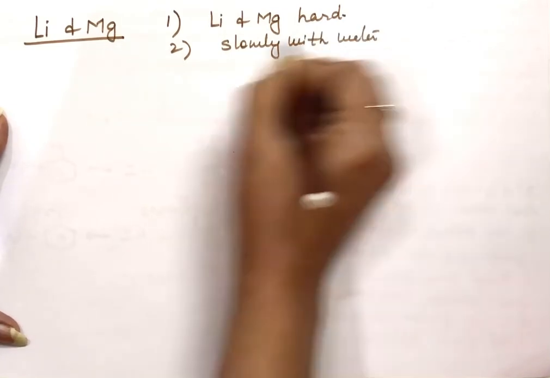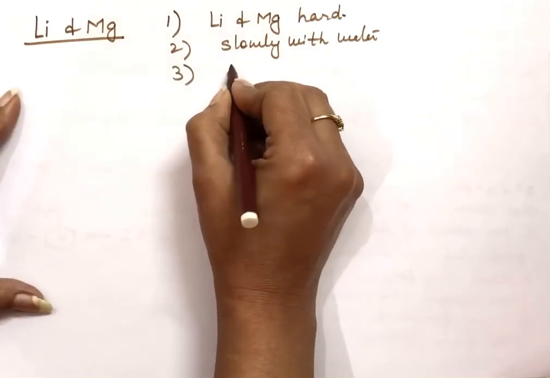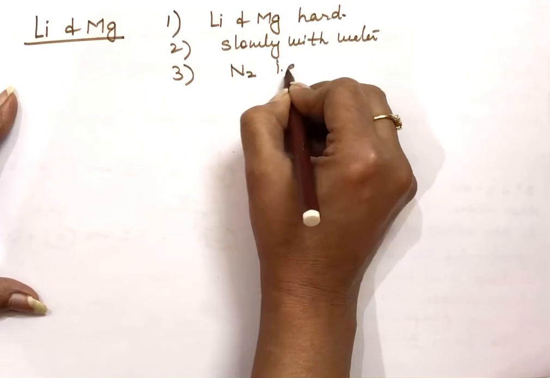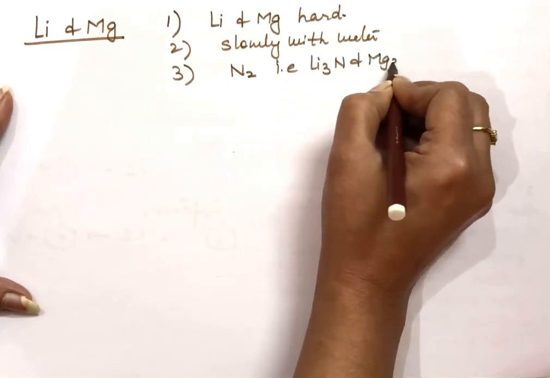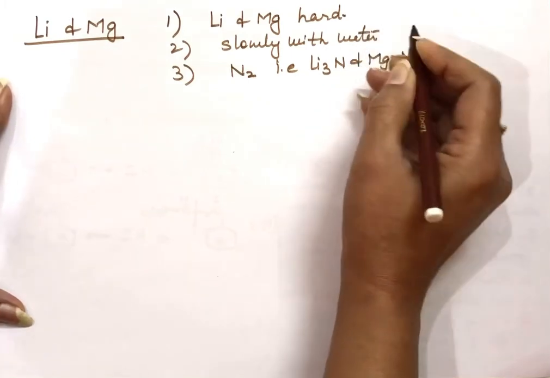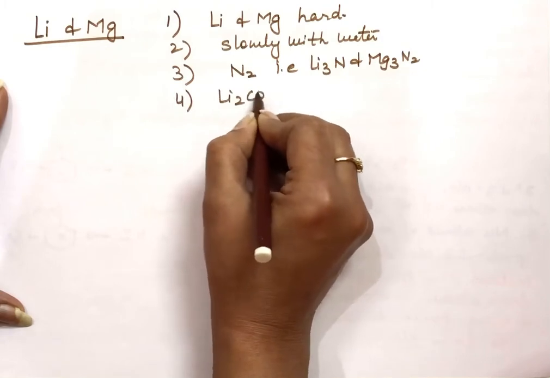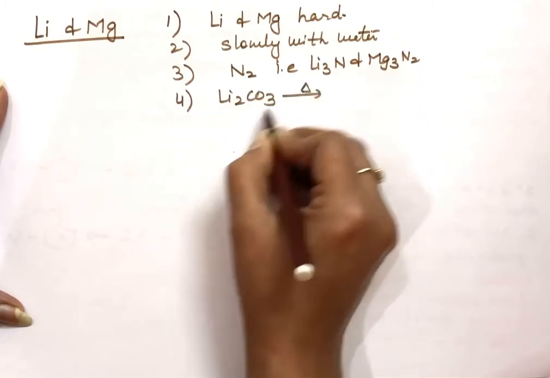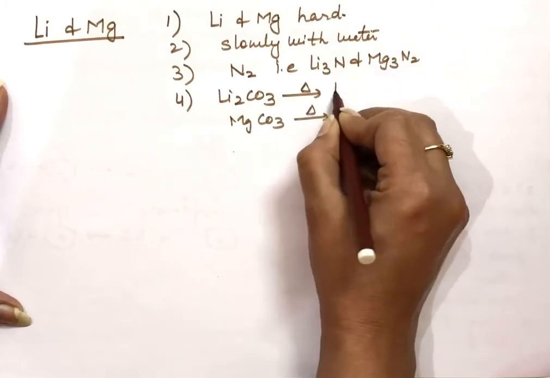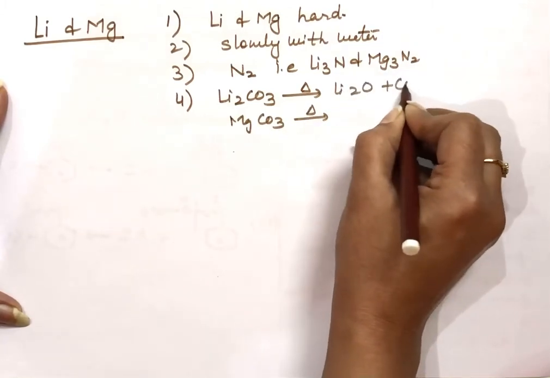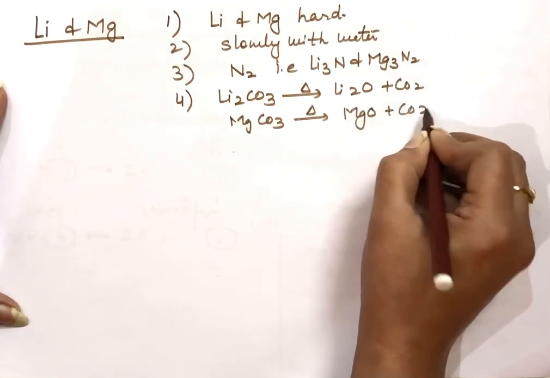We have done that lithium reacts with nitrogen. Similarly, magnesium also reacts with nitrogen, and they form lithium nitride and magnesium nitride. And just now we did this question: lithium carbonate decomposes on heating. Similarly, magnesium carbonate also decomposes on heating to form magnesium oxide and carbon dioxide.